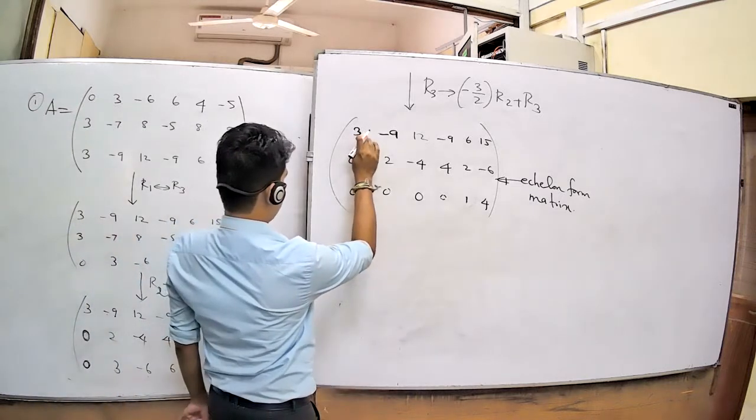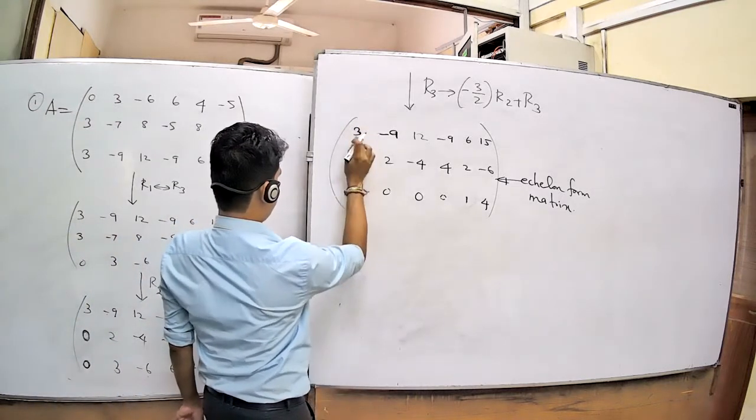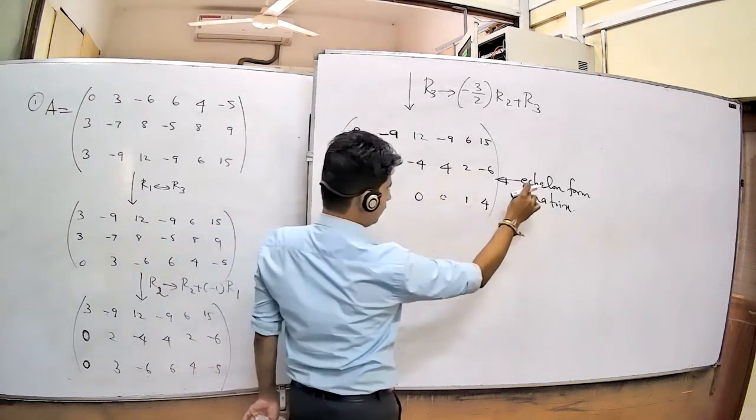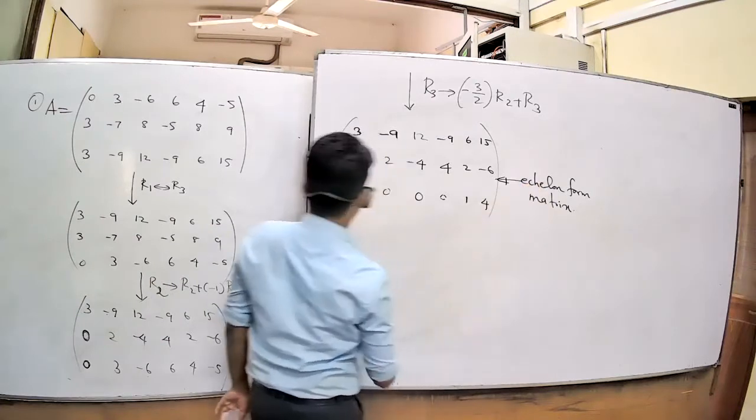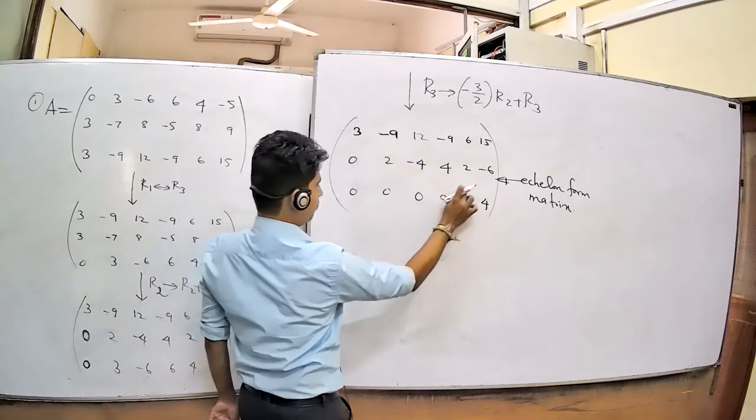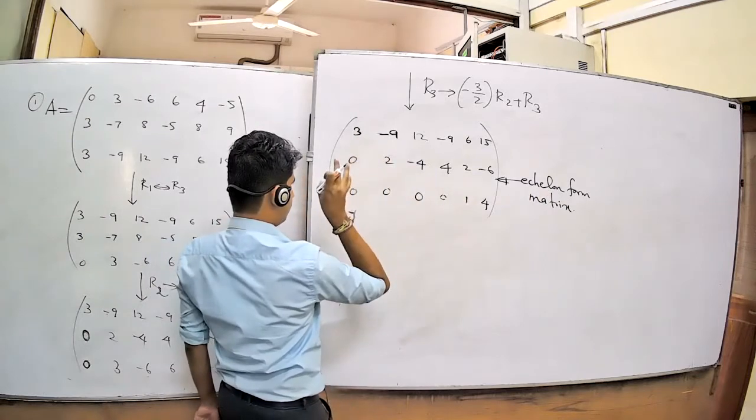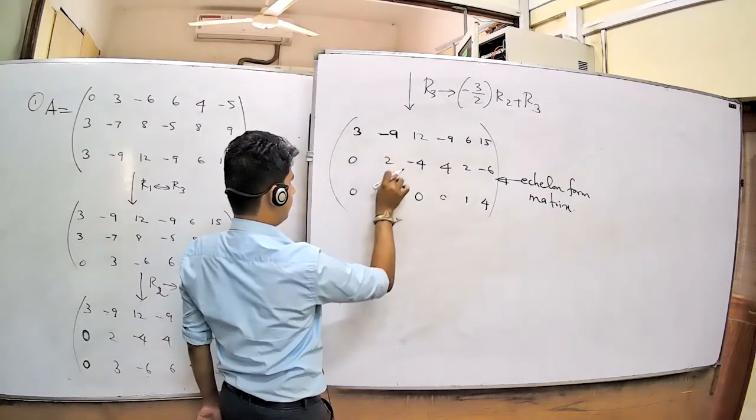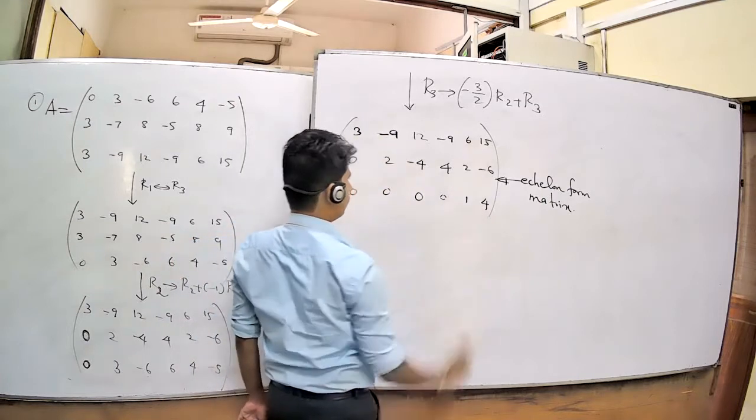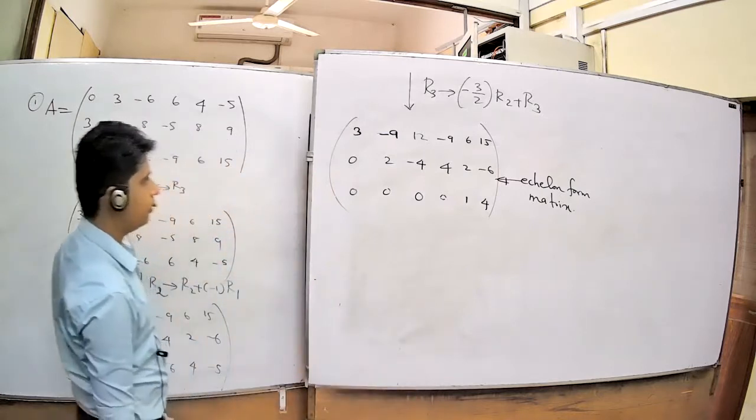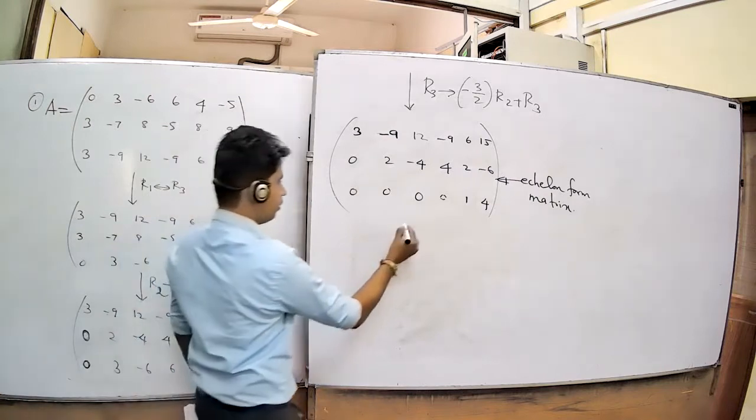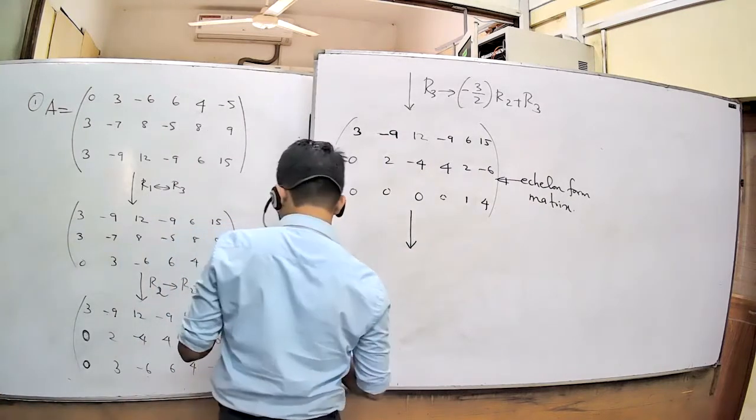Suppose this is a leading entry, or you want to get the row reduced echelon form, this one should be 1. And what else? This one should be 1. This one should be 1. Suppose this one is 1, then here you want to get 0. Suppose this one is 1, then here altogether 0. That is your row reduced echelon form. I move to the row reduced echelon form, do some row operations, I can get the row reduced echelon form from here.